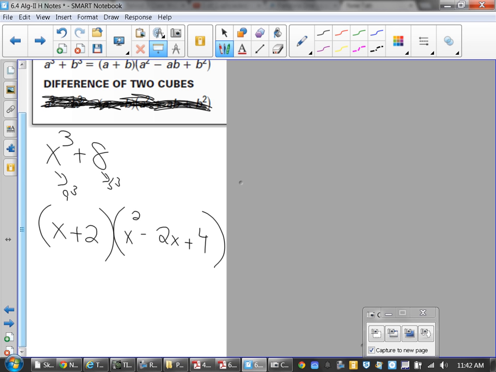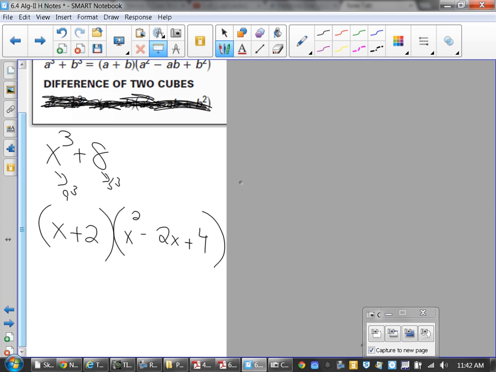Yeah, multiply the a and b together. Works every time. One thing you just have to be careful with are your signs. Okay. Now, when you have a cubed minus b cubed, you get a minus b, a squared plus ab plus b squared.